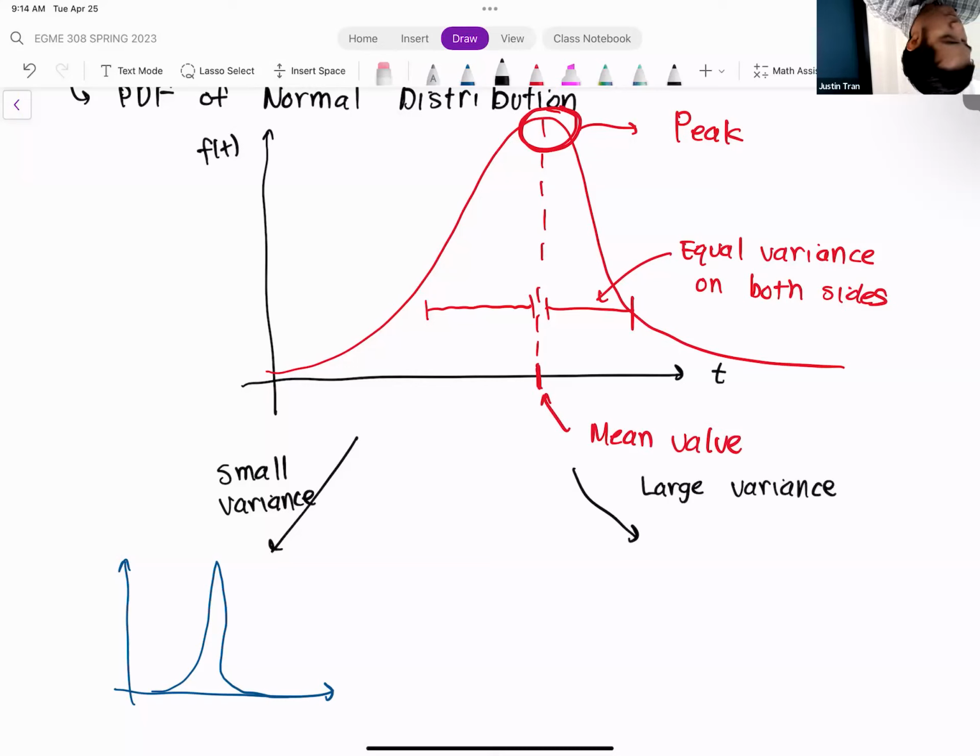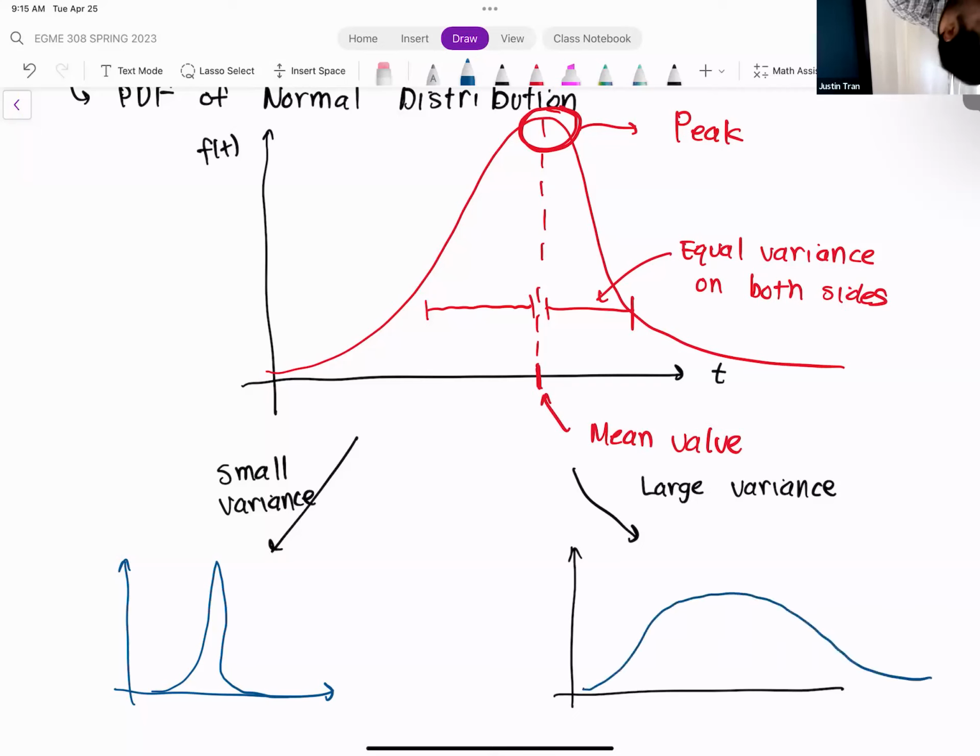Or you can have cases with large variance, where the height of the peak is smaller, but the entire hill is wider. There's a much wider range of values that this random variable can take, but there's still a preferred value. Okay, so the Gaussian or the normal distribution comes in lots of different flavors, depending on what the value for the mean is and what the variance is.